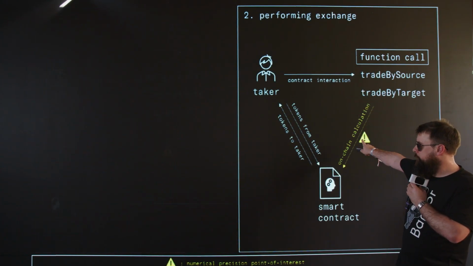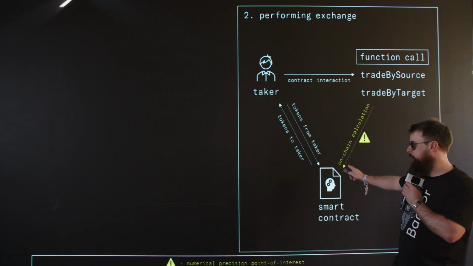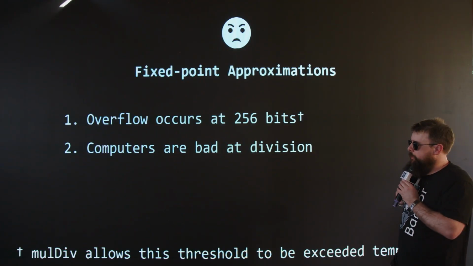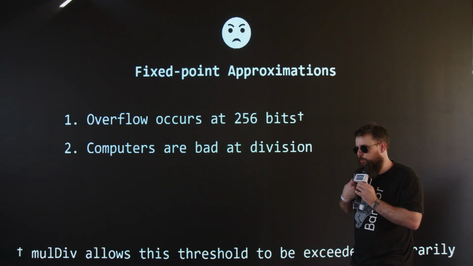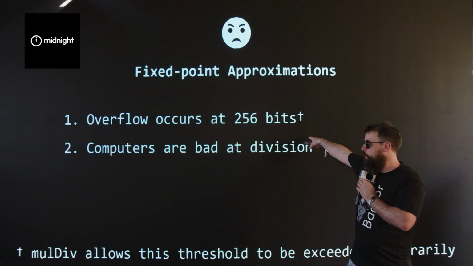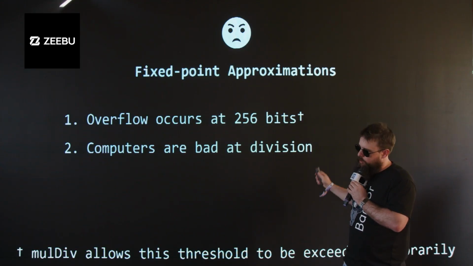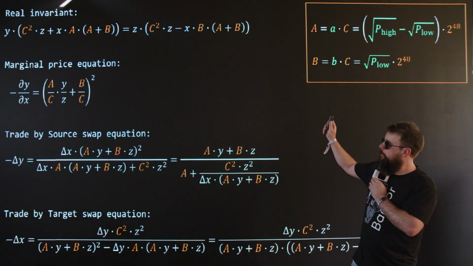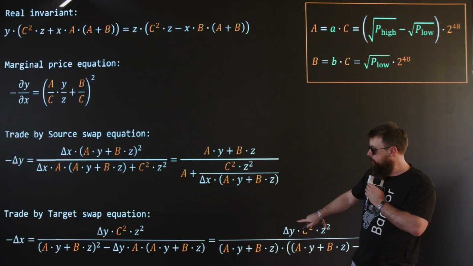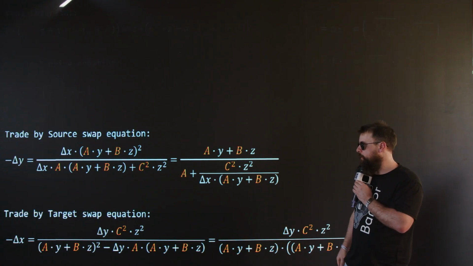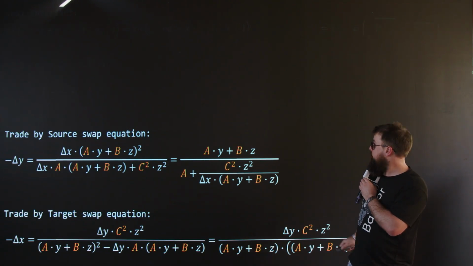Okay, let's now have a look at the taker. And this is where things get kind of dangerous, because the taker always has an advantage against you in the sense that they get to choose when they're interacting. Couple of things to note. Overflow always occurs at 256 bits, and computers are really bad at division. The swap equations look like this, and we're going to be walking through them one by one. Again, you can refer to my previous lectures if you want to understand exactly where these things come from.